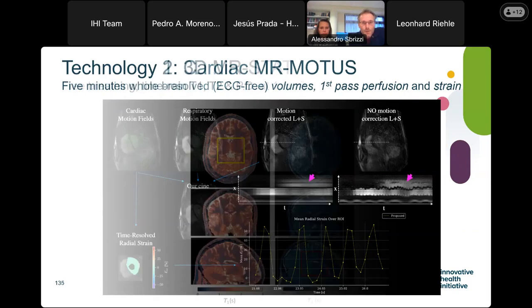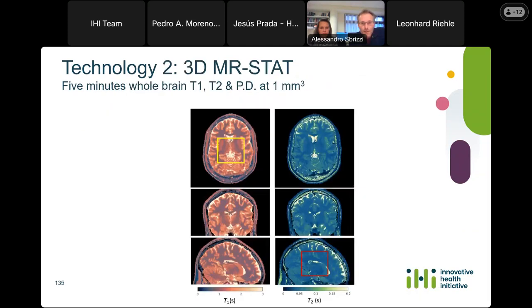And the second component is relaxometry. Here you see applied in the brain, 3-dimensional imaging, T1, T2 parameters, and 1 millimeter cubic resolution. This is the idea. Next slide, please.